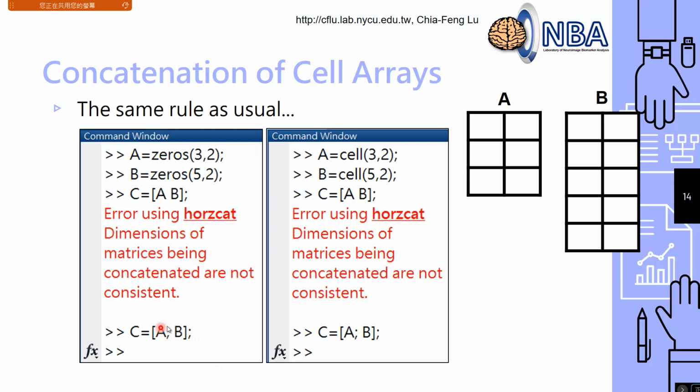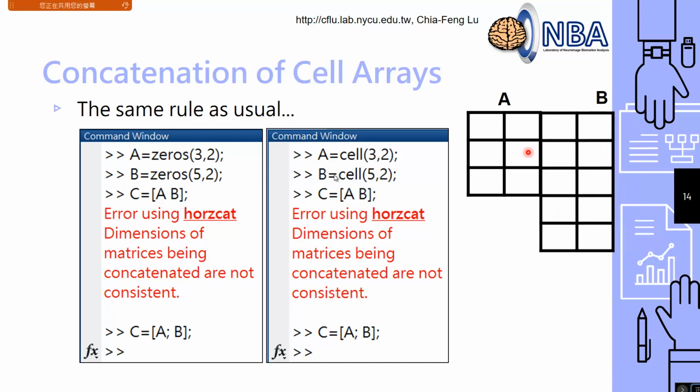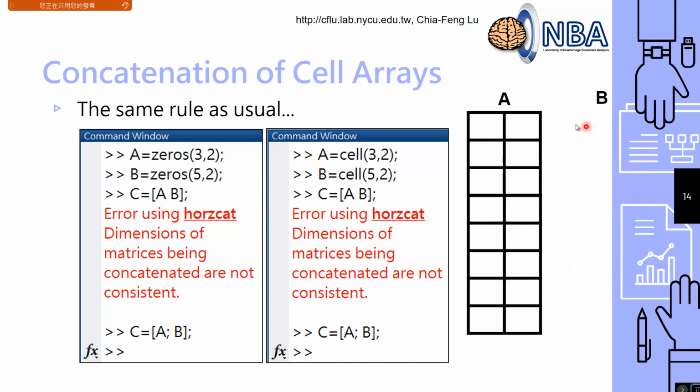But for this case, you can see we replace the space or even the comma by the semicolon. That means we change the line. So it will become the idea like this one. I try to change line, put B, doing this kind of vertical concatenation. So now you see there's no error message. And I can say the size of C would become 8 by 2.